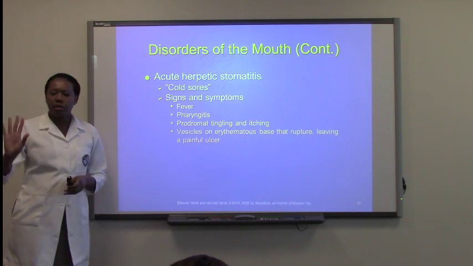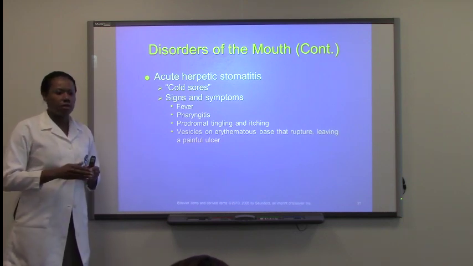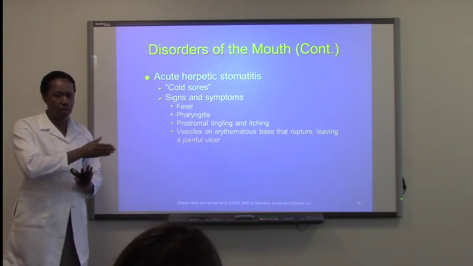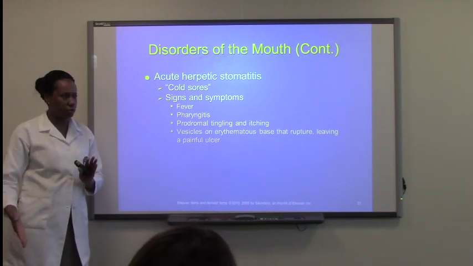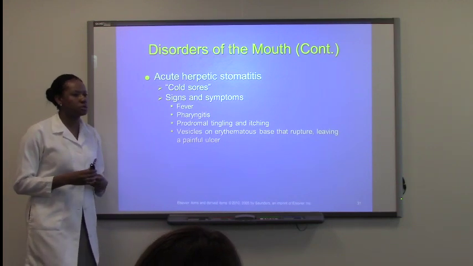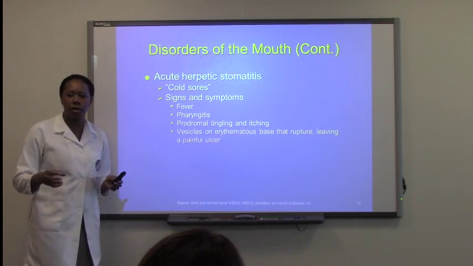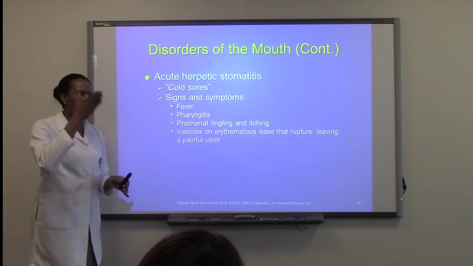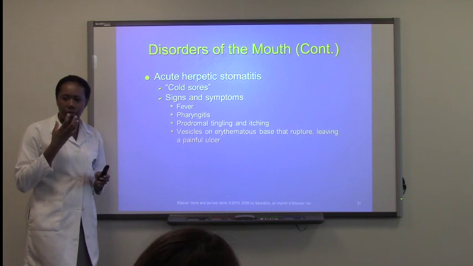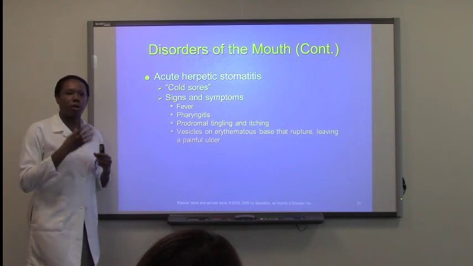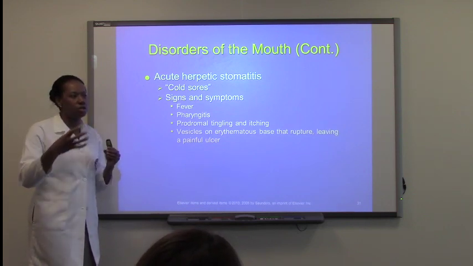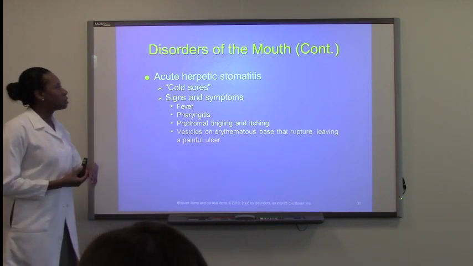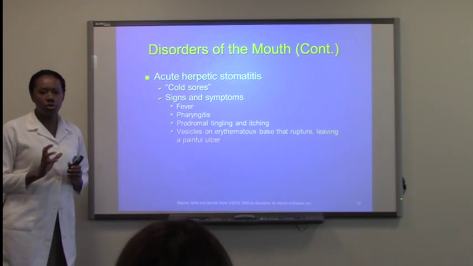Now, from my understanding, if someone has type 2, it can convert to type 1, but type 1 does not convert to type 2. So I just want to clear that up. A person with type 2 can have an outbreak around the oral mucosa. But if a person has type 1, that does not mean it turns into the STD form of type 2. In any event, this is what we call the cold sores.